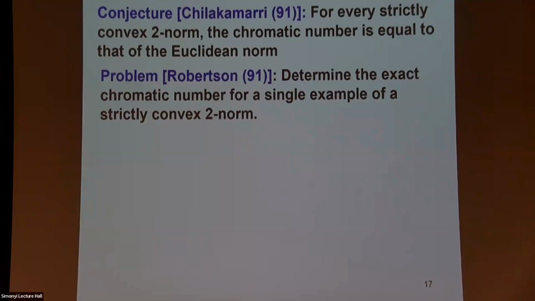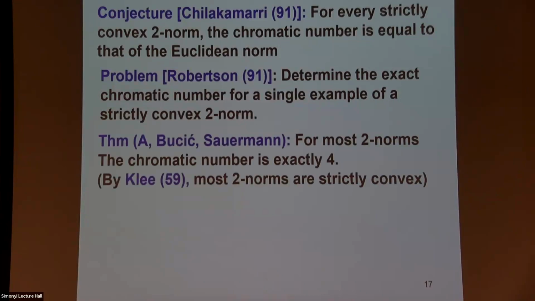Now there was the following conjecture from '91 by Chilakamarri, that for every strictly convex two-norm, so not polygons, the chromatic number is equal to that of the Euclidean norm. So maybe we don't know what the chromatic number for the Euclidean norm is, but the hope was that for all strictly convex norms, it is the same. And a related problem by Robertson was to determine the exact chromatic number even for a single example of a strictly convex two-norm.